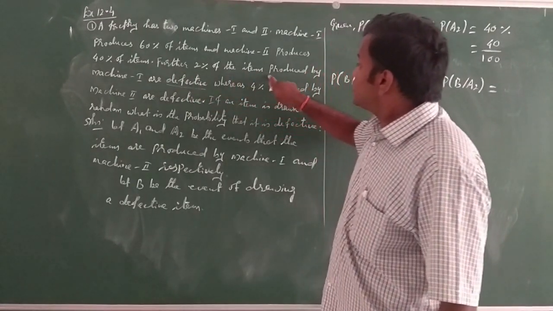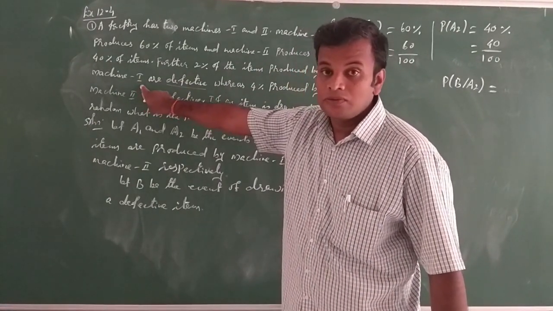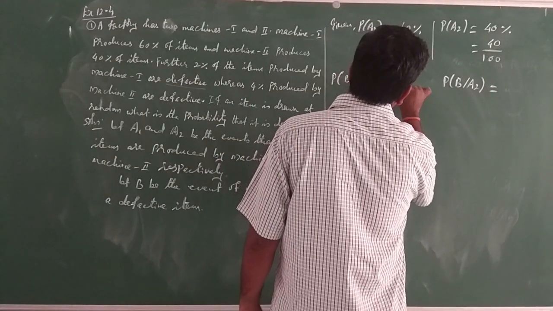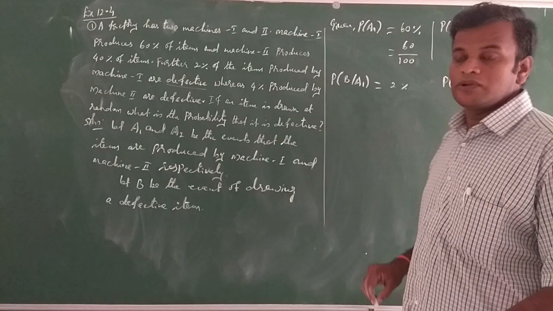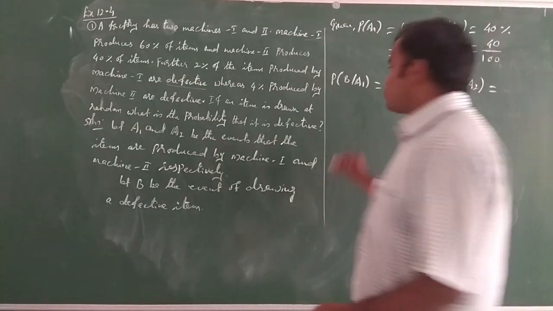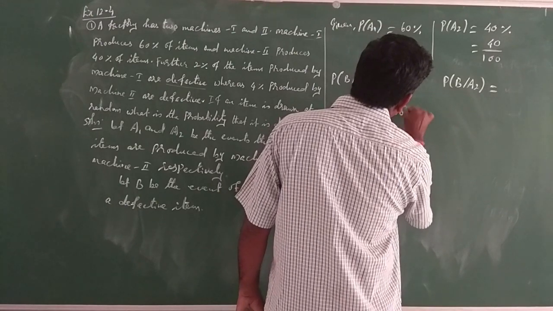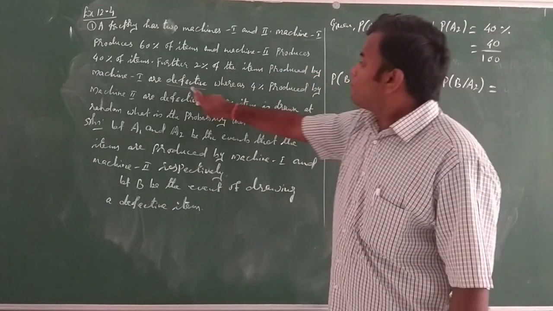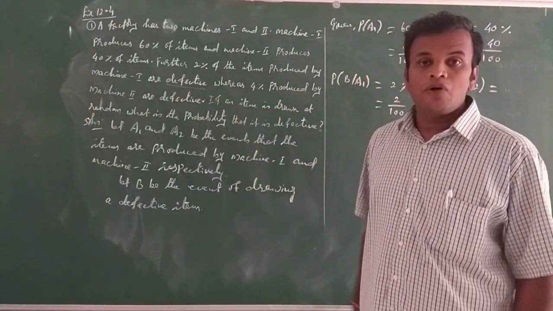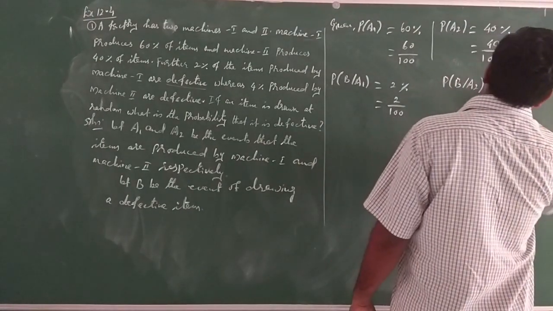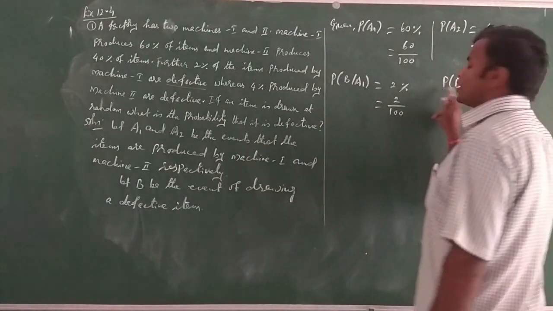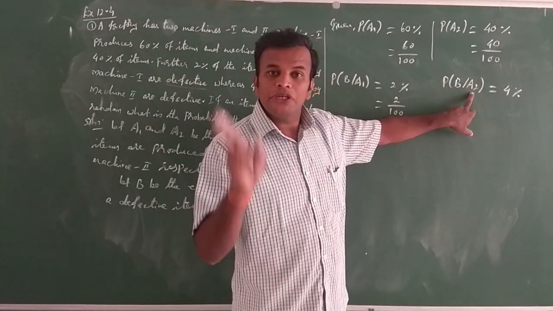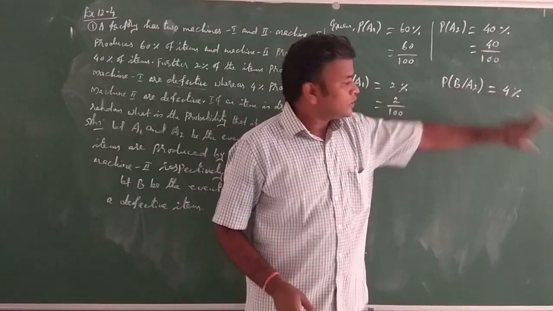In the first machine, what percentage of items are defective? 2% of the items produced by machine 1 are defective. So how do we write the 2%? We write 2% as 2 by 100. The second one, whereas 4% produced by machine 2 are defective. What percentage? 4%. So I write 4%. What is the reason to take conditional probability here? We assume the item is manufactured by machine 2 and also it is defective. So this is 4%.